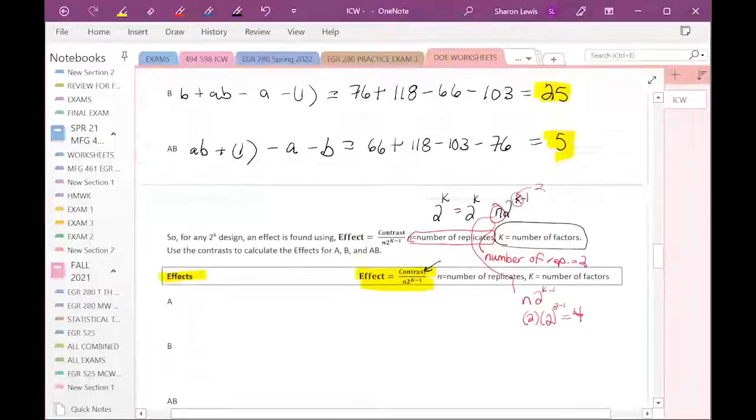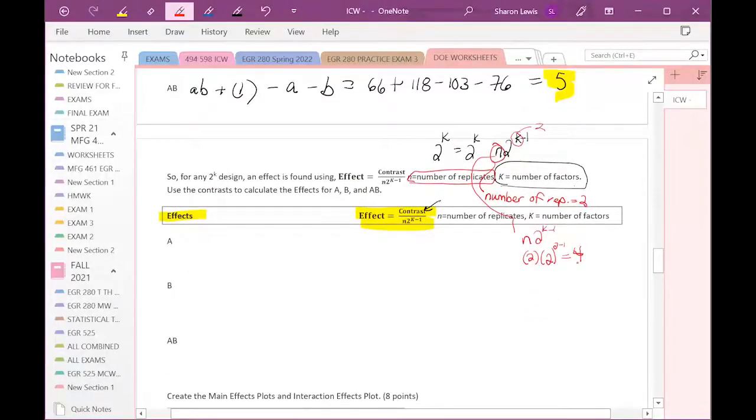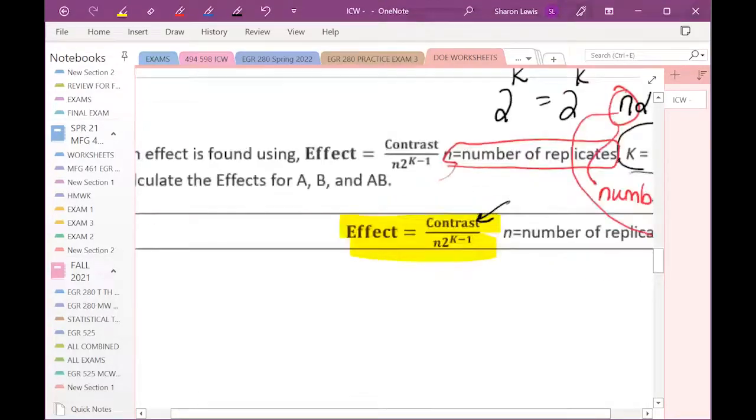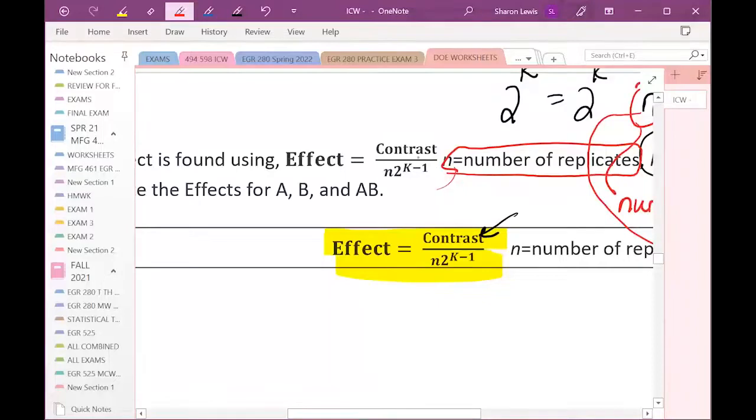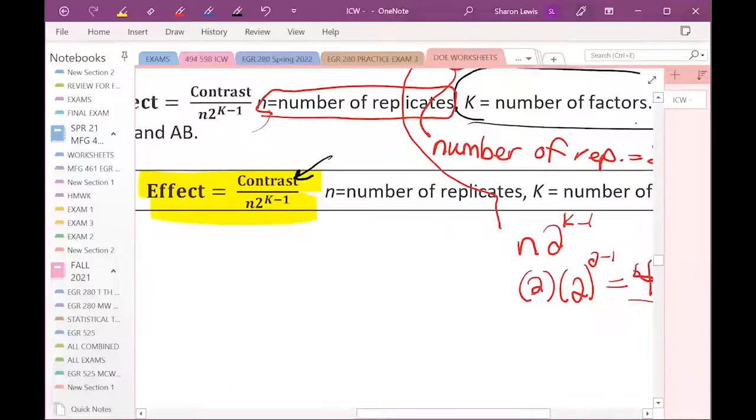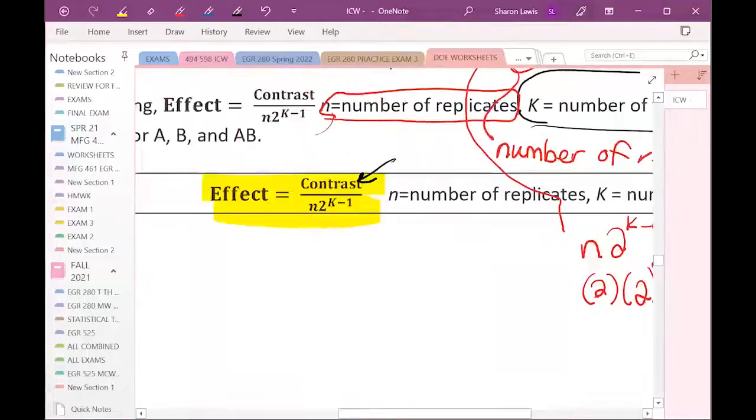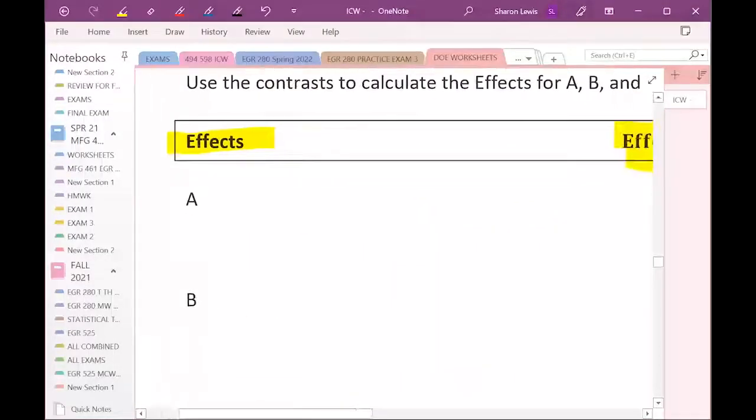All right, so we know we're going to take our contrast and we're going to divide by n, 2 to the k minus 1. And we just worked out that in our example, that is equal to 4. So I'm going to go ahead and write the first one out officially. For the effect, it's going to be the contrast, which is A plus AB minus B minus the 1. And then we're going to divide by n, 2 to the k minus 1.